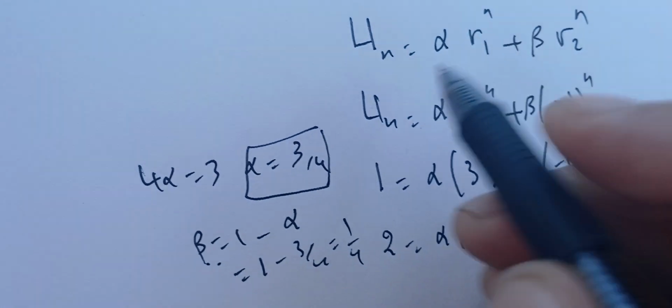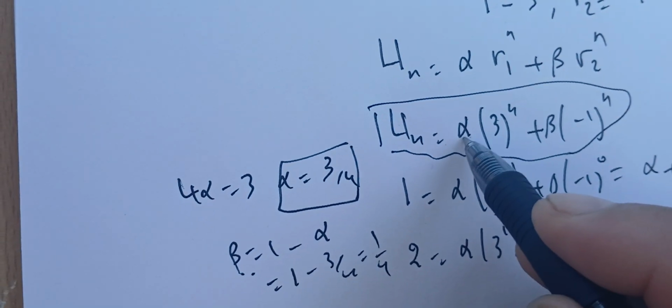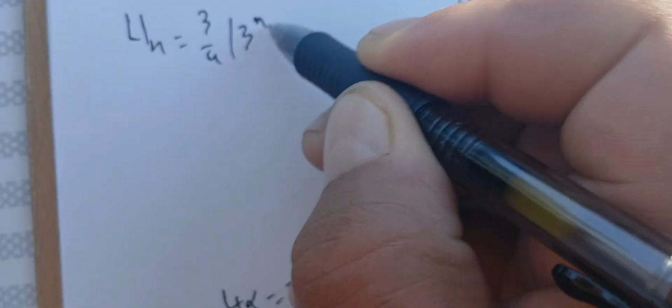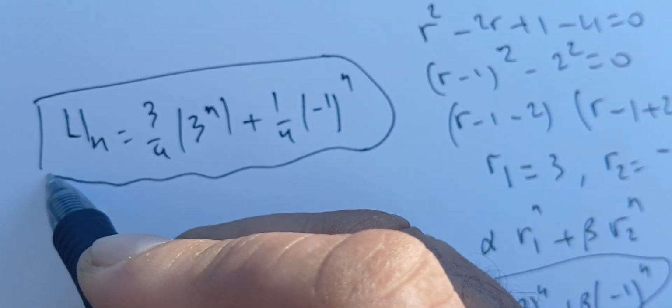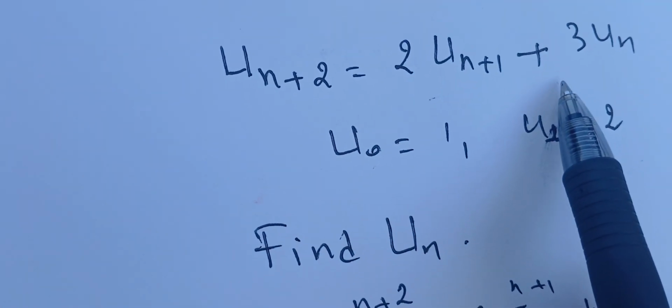I can write my general term, as alpha is 3 over 4 and beta is 1 over 4. Therefore, u_n is 3 over 4 times 3 to the power n, plus 1 over 4 times minus 1 to the power n. So this is the solution to this recursive sequence.